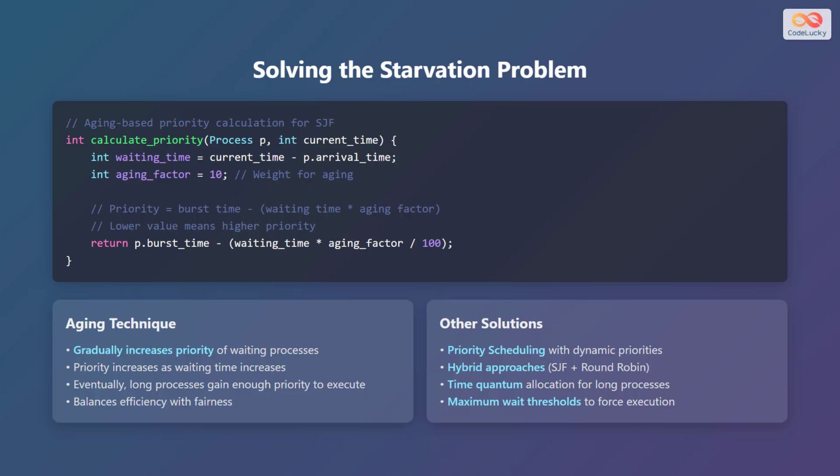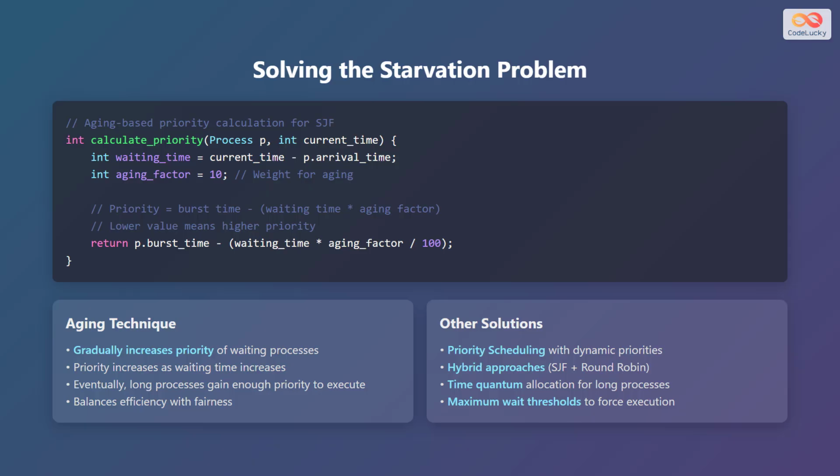Now let's look at how to solve the starvation problem in SJF scheduling. One common solution is the aging technique. Aging gradually increases the priority of waiting processes, that is, as waiting time increases, so does the priority. Eventually, long processes gain enough priority to execute, balancing efficiency with fairness.